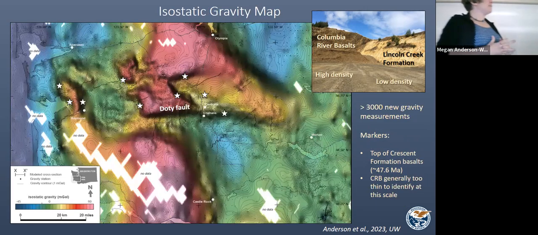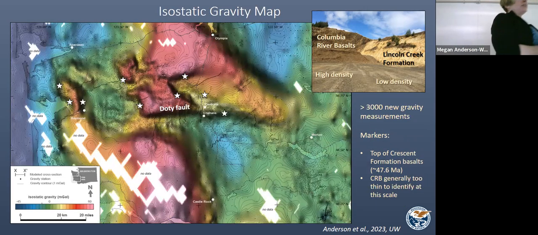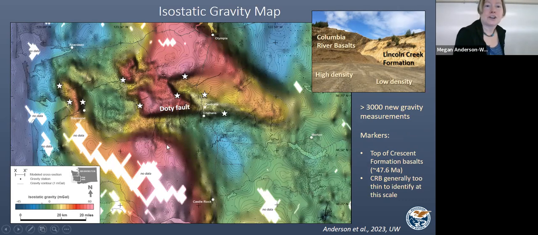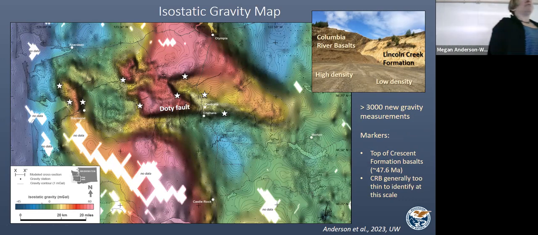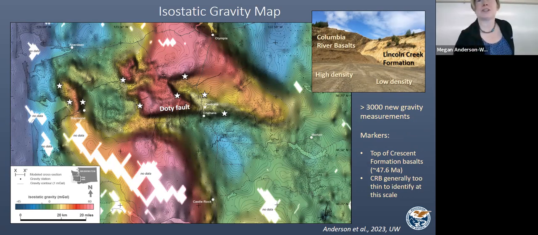If we look at the gravity map, this is the new gravity map for the region. And again, you can see the Doty Fault is a nice linear feature, nice lineament here. And it actually continues, it's a little more broken up, but it continues further to the east. And so from the gravity and magnetic maps, we think that the Doty Fault actually doesn't just stop in Chehalis as the old map showed, but it actually extends a lot further to the east.